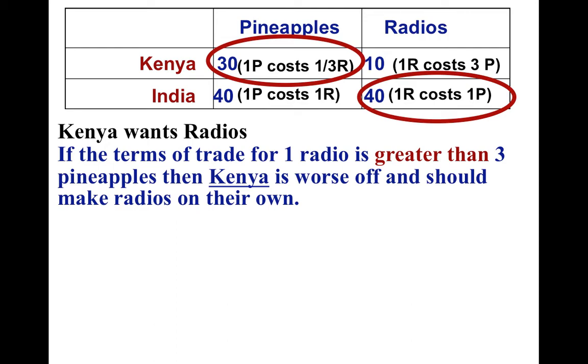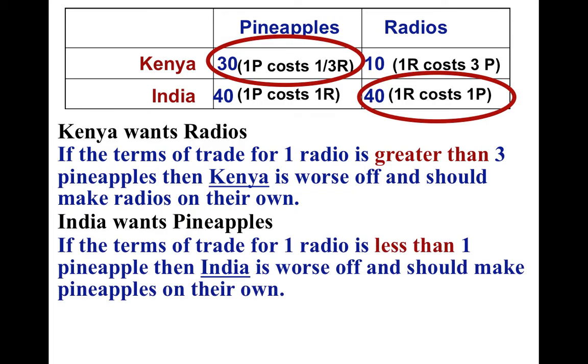If India, though, came to them and said, we'll give you a radio for only 2 pineapples, Kenya would say, well, wait a minute. If we were to make it ourselves, it would cost us 3 pineapples. But you'll give it to us for 2, we'll save a pineapple. Heck yeah, we'll trade you. So in this case, anything greater than the cost of the other item, they're not going to do that.